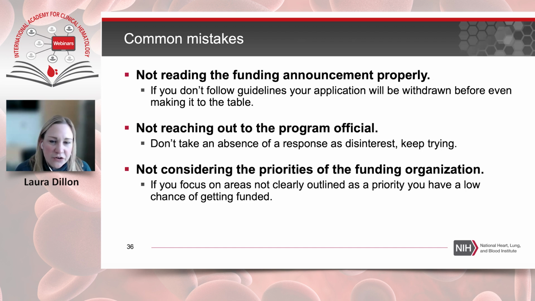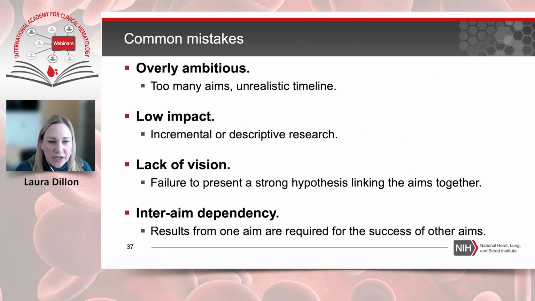Another thing is not considering the priorities of the funding organization. So if in your grant you focus on areas that are not clearly outlined as a priority, you have a low chance of getting funded. They spend a lot of time setting up these priorities and writing these funding announcements, and so they're not just there for fun. You should read them because they're literally giving you a roadmap of what they want to fund. So make sure you are paying attention to that and picking grants or focus areas that align with the organization.